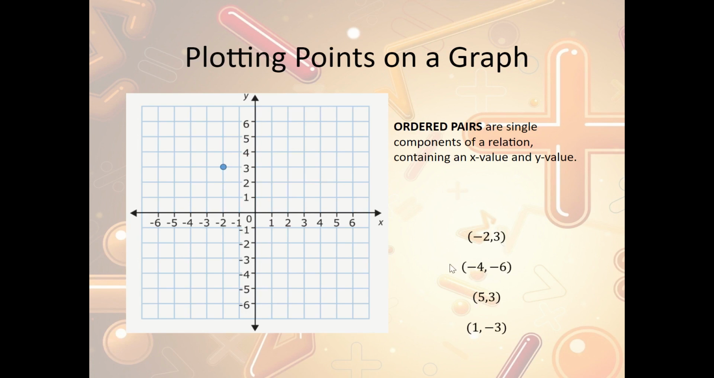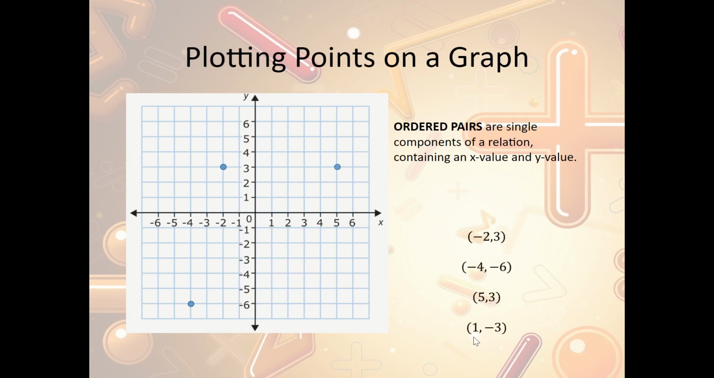Then we have -4, -6. Well, -4 on my x-axis, so I'm going to go find -4 on the x's, right there. And then -6. So I'm going to go down and find -6, which is here, and plot that point. Then I have 5, 3. So x is 5, so I'm going to go and find where x is 5, which is here. And y is 3, so I'm going to go find 3, which is right there. And there's that point.